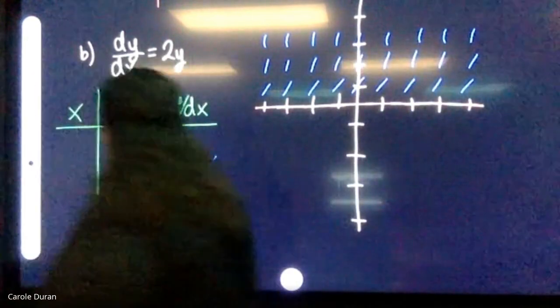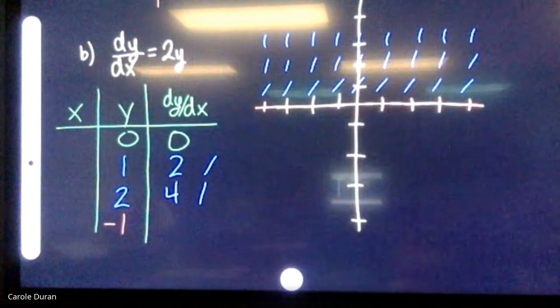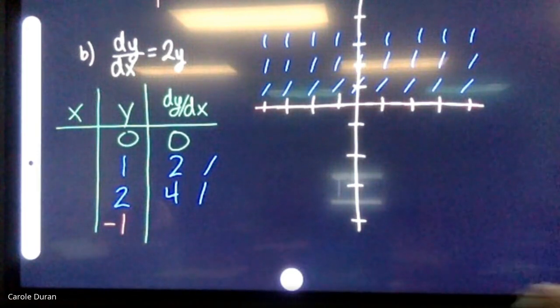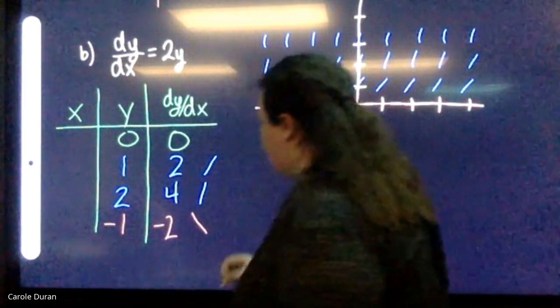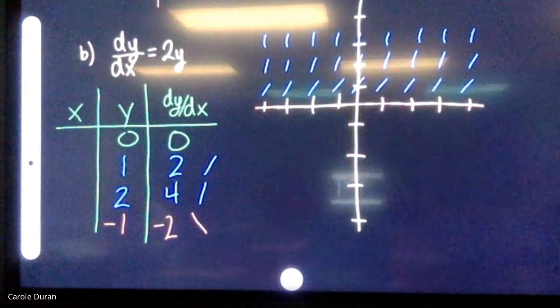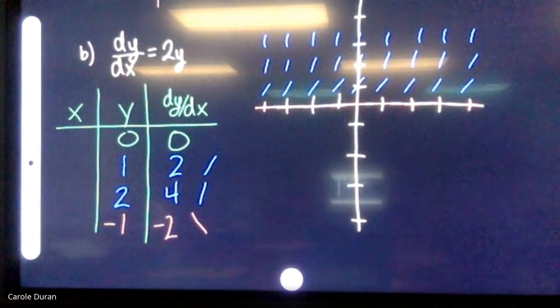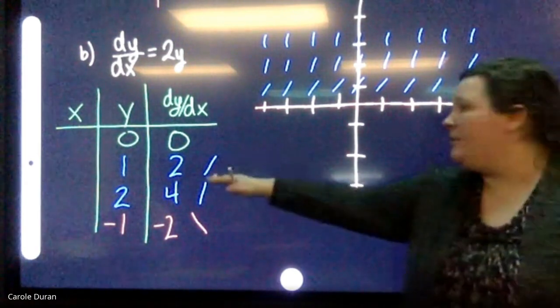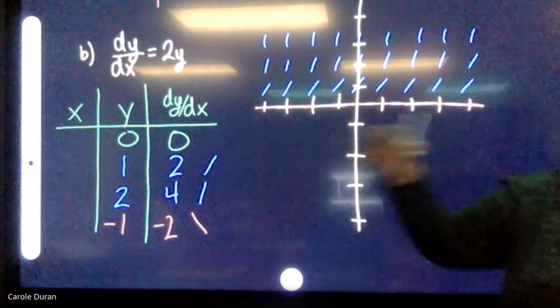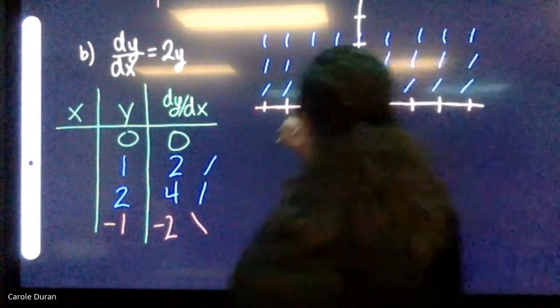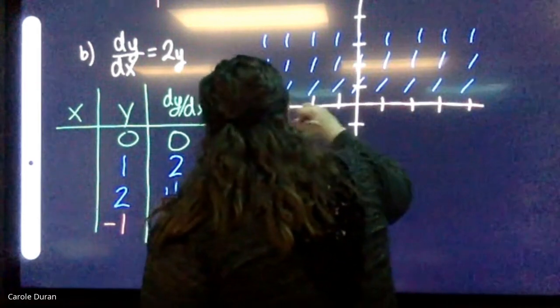So when I plug in y equals -1, what happens? I get -2, so I need to find a line that has a slope of -2, and it's approximately that red one. Approximately. These are all approximations. But I should be able to tell the difference between a line that has a slope of 2 and a line that has a slope of 4. I should clearly see which one is more steep, so make sure you're paying attention to that. So I go ahead and I draw that.